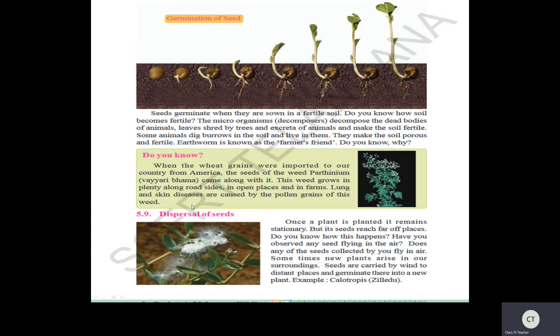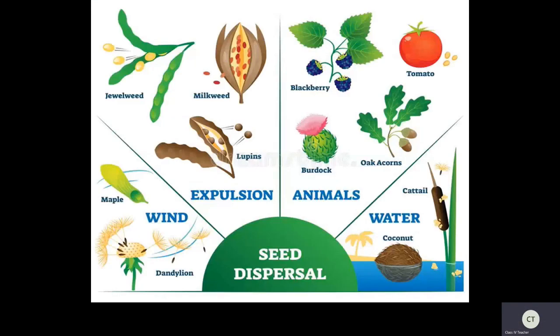Right, children? This is how the seed will move from one place to another place with the help of some mediums. Did you understand, children? What is the dispersal of the seed? Yes. So now here, let us see seed dispersal. This is how the seed disperses from one place to another place, like wind, explosion, with the help of animals, with the help of water. Right, children?